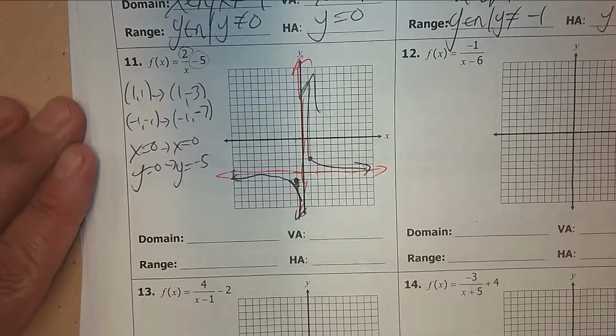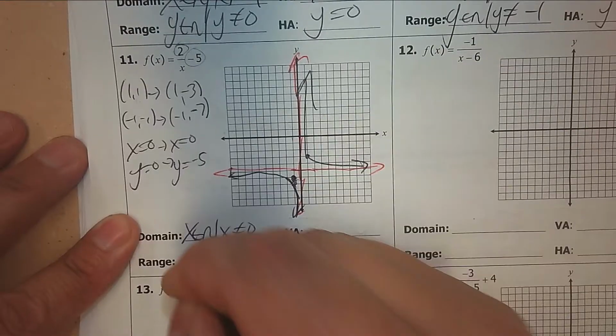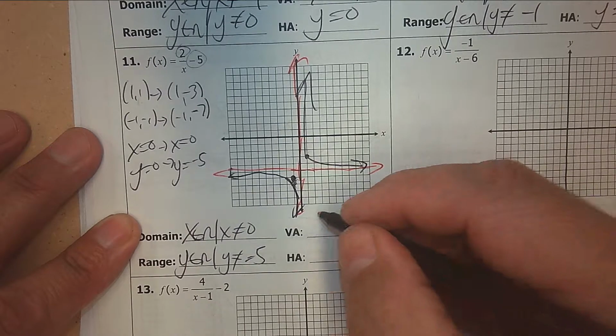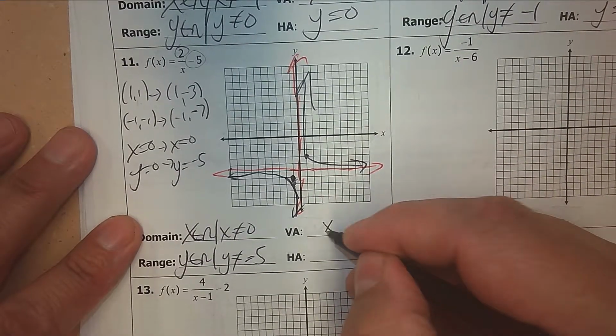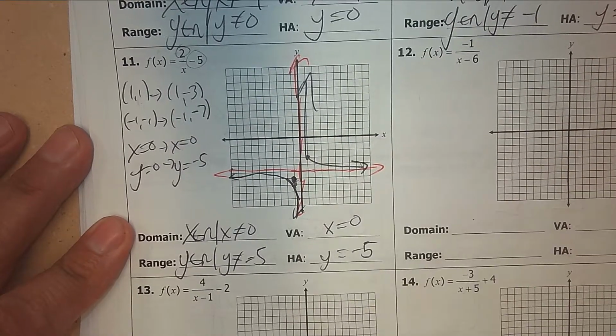The domain, x cannot equal 0. And the range, y cannot equal negative 5. The vertical asymptote is x equals 0, and the horizontal asymptote is y equals negative 5. All right, number 12.